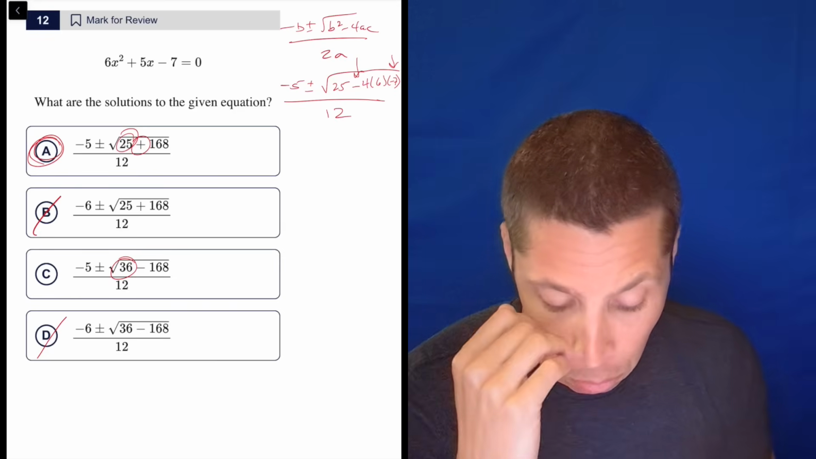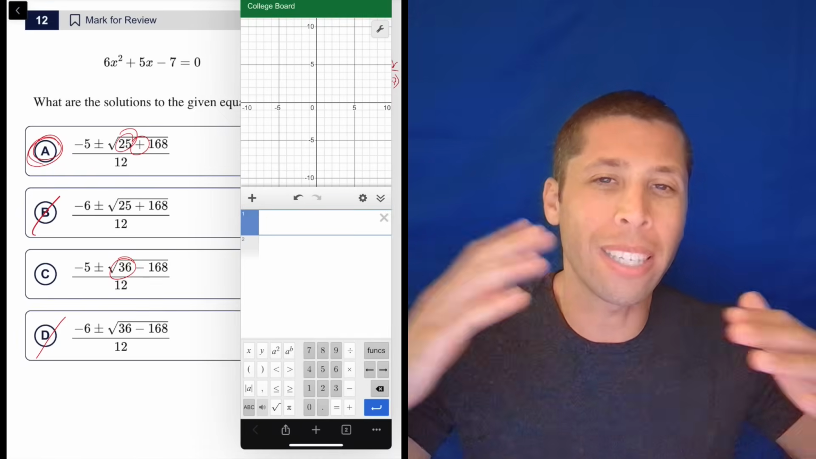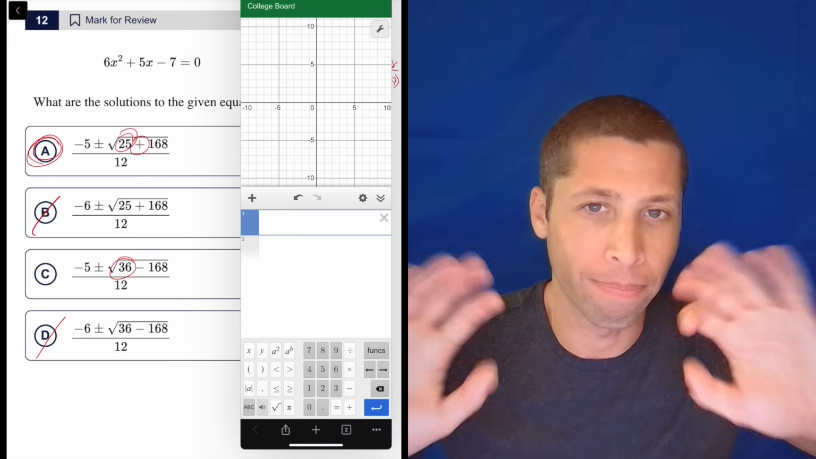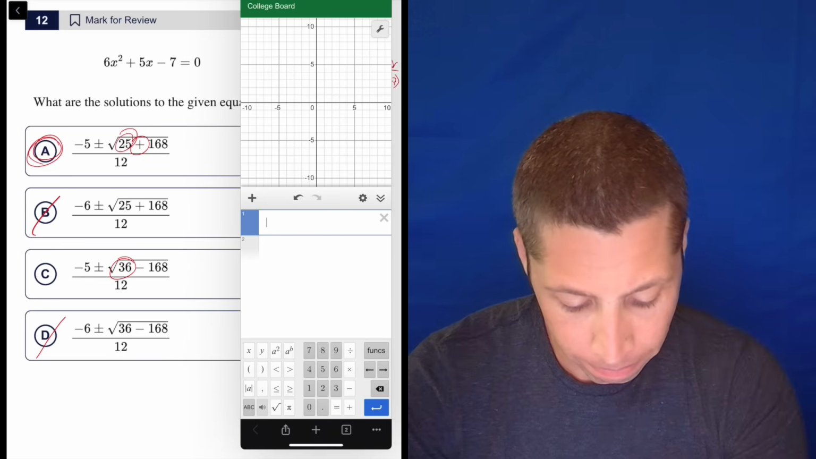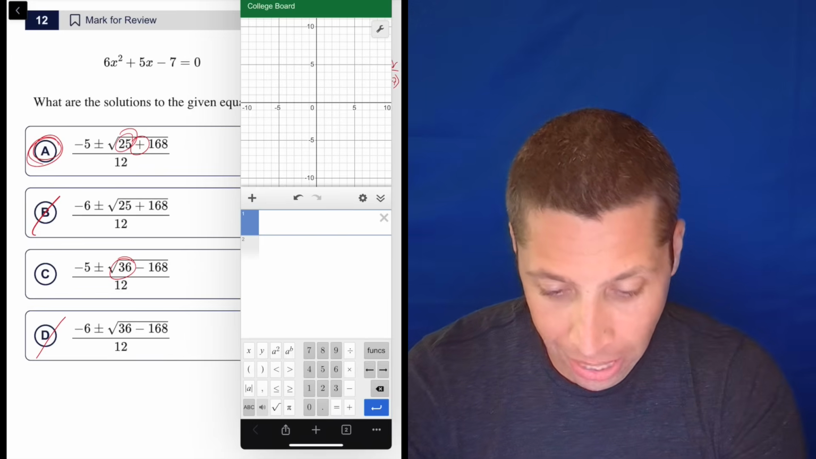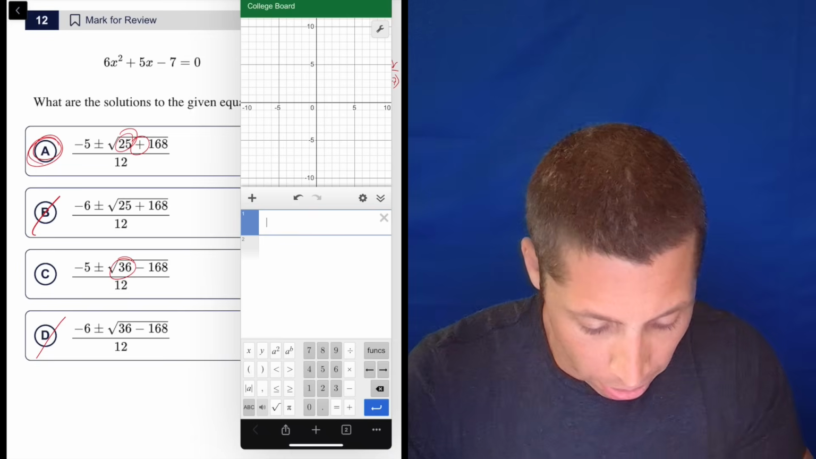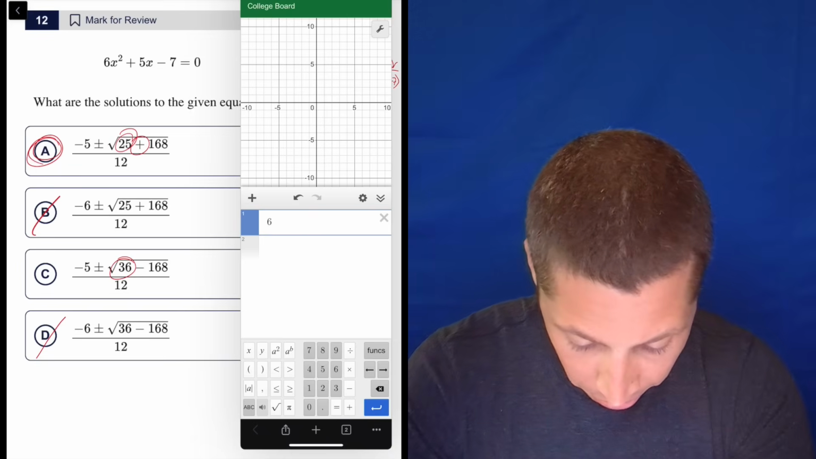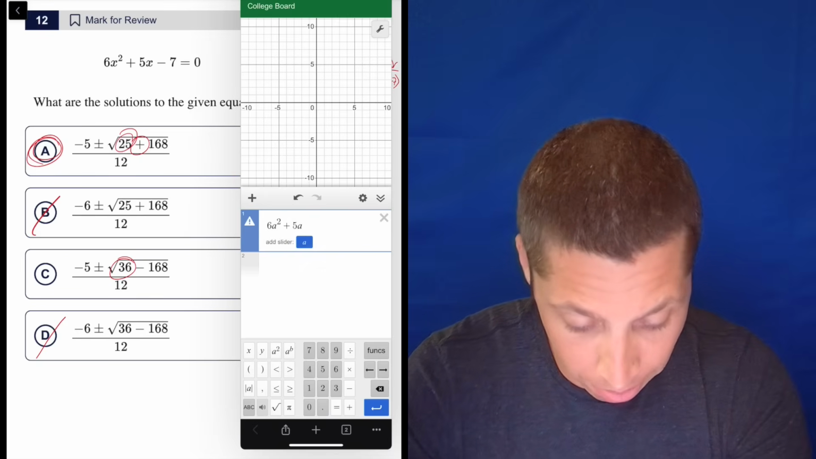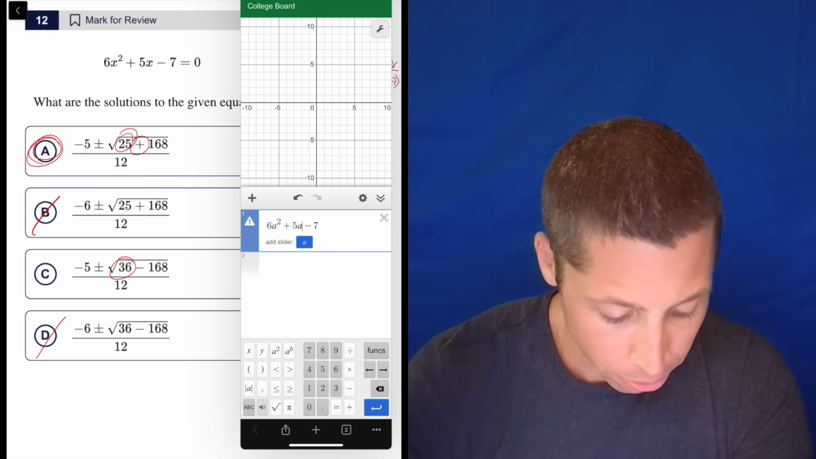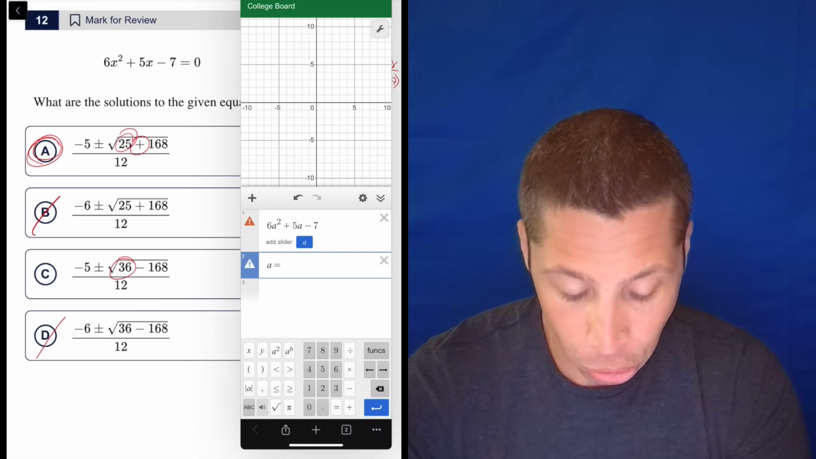Another possibility is if you were in any way unsure, you could use Desmos. You could graph this thing and get the decimals and compare decimals, but maybe this is stupid of me, I would just turn the x's into an a or something. So let's do 6a squared plus 5a minus 7. And remember, that's supposed to equal 0. So if I put the values of x that they give me in these choices, that should work.